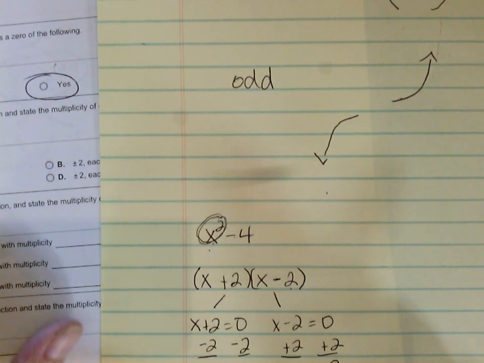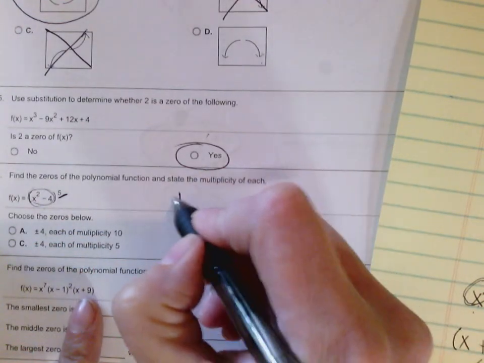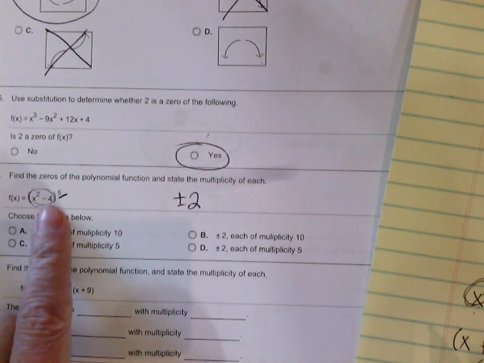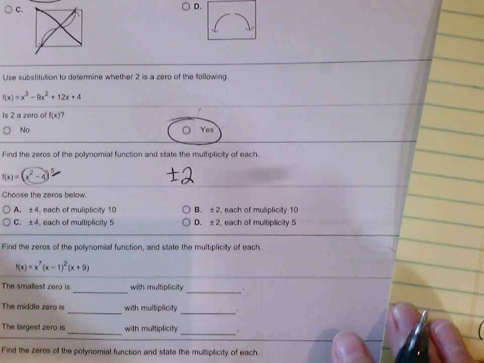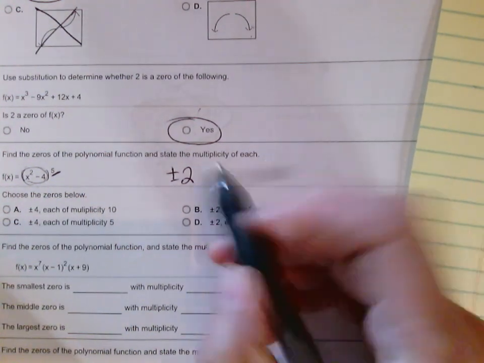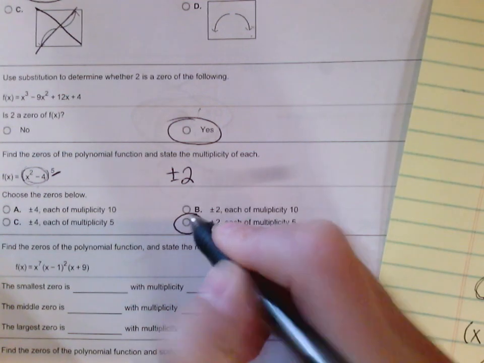Now, the multiplicity. Positive and negative 2 are your zeros. This exponent out here is talking about the multiplicity of those zeros, which is 5. So positive and negative 2, each with a multiplicity of 5.